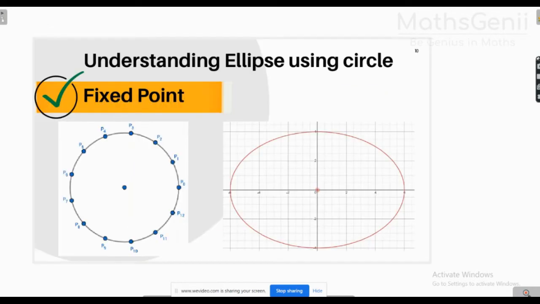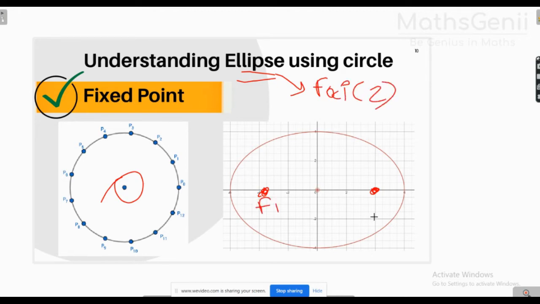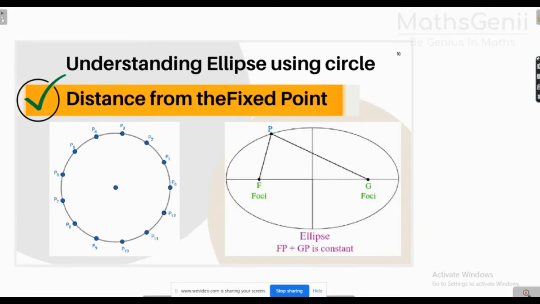Okay, now let's understand ellipse using circle. So fixed point. You all know that the circle has only one fixed point, which is the center of the circle. Ellipse has two fixed points. It can be anywhere. So for example, here and here. The fixed points in ellipse are called foci, and there are two foci. Focus, foci. So it's the singular and plural form. So there are two important points for ellipse, which are called the foci.